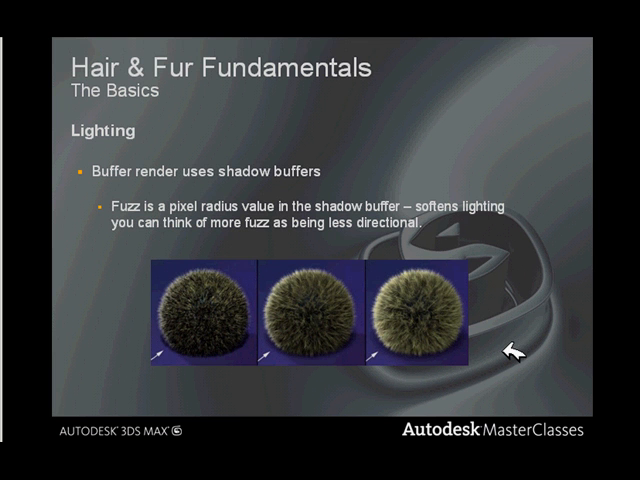There's several different ways of rendering with hair and fur. One is with the buffer render, another is with the mental ray render as hair primitives, and then there's the buffer with mental ray, and then there's third-party buffer with third parties such as V-ray. But the buffer render, one of the most important settings that you have is fuzz. You'll find the fuzz setting on the light source inside Max 9.